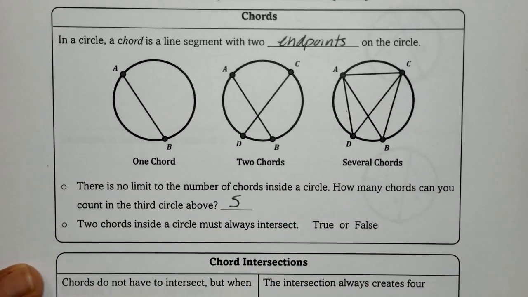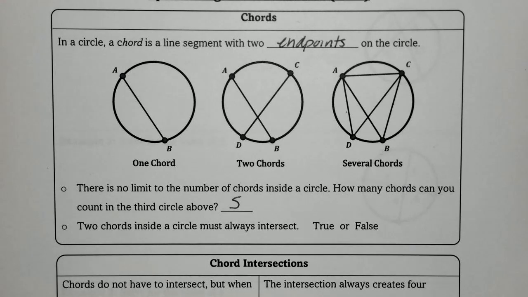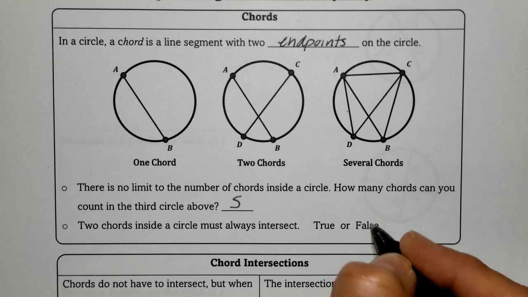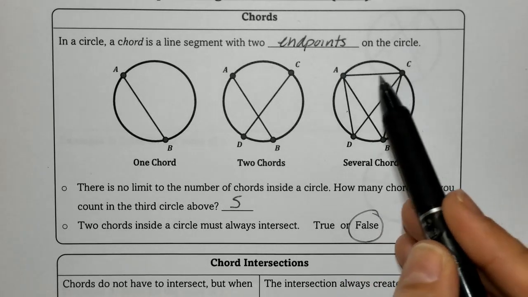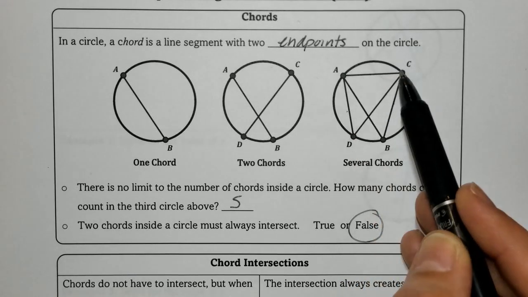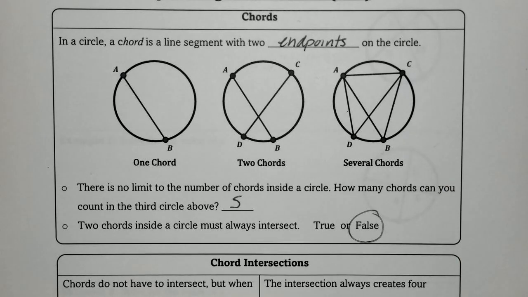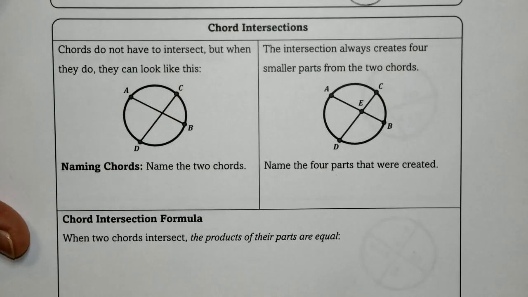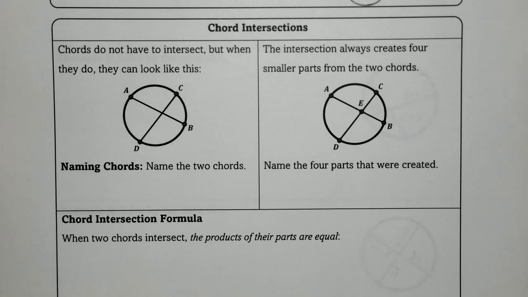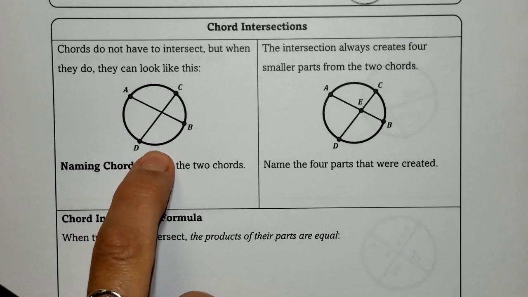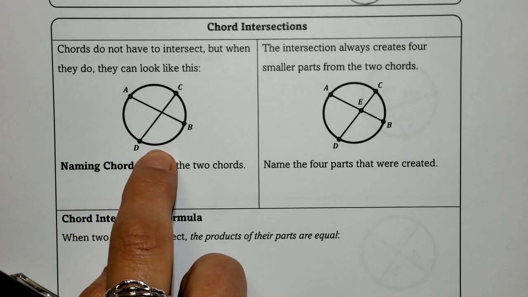And the next thing is saying 2 chords inside a circle must always intersect. Does every 2 chords have to intersect? True or false? This is going to be false. As we see up here, chord AC, that segment right there, doesn't intersect any of the other ones. They do not have to intersect. So down here we repeat it again, they do not have to intersect, but when they do, this is what they could look like, something of this nature.